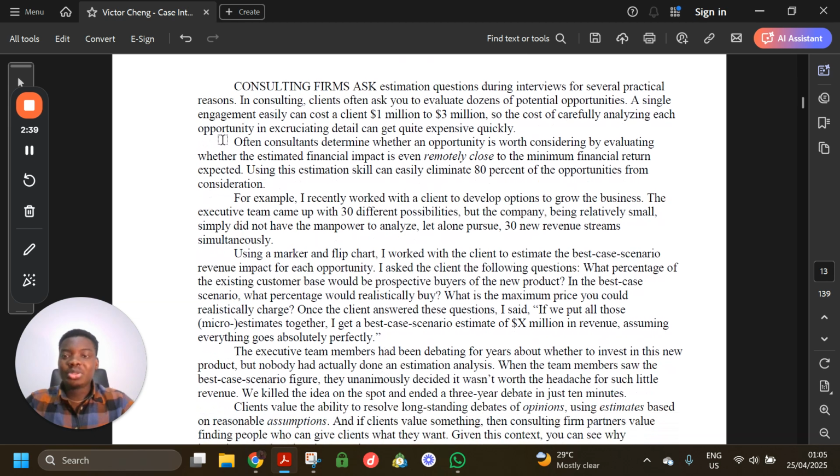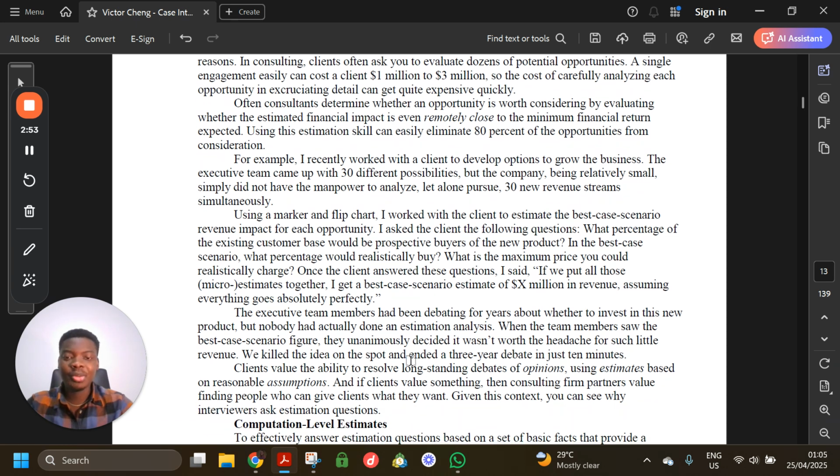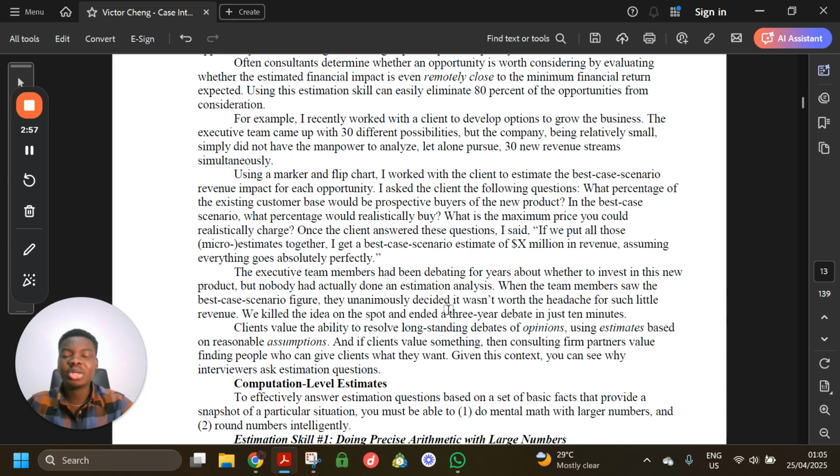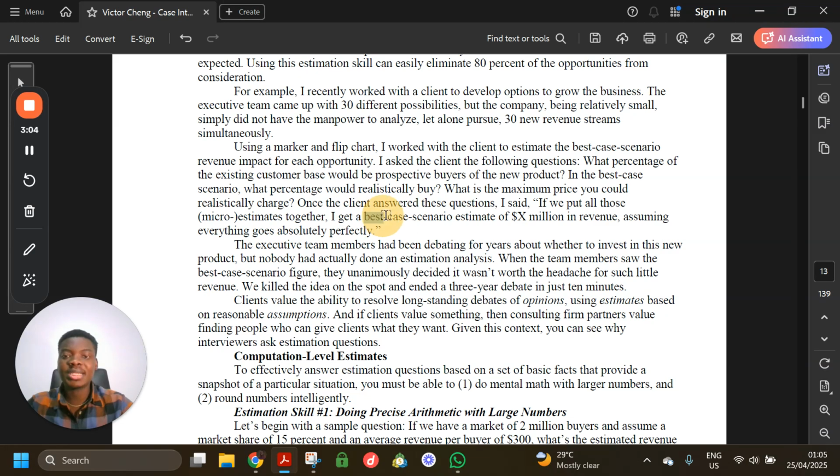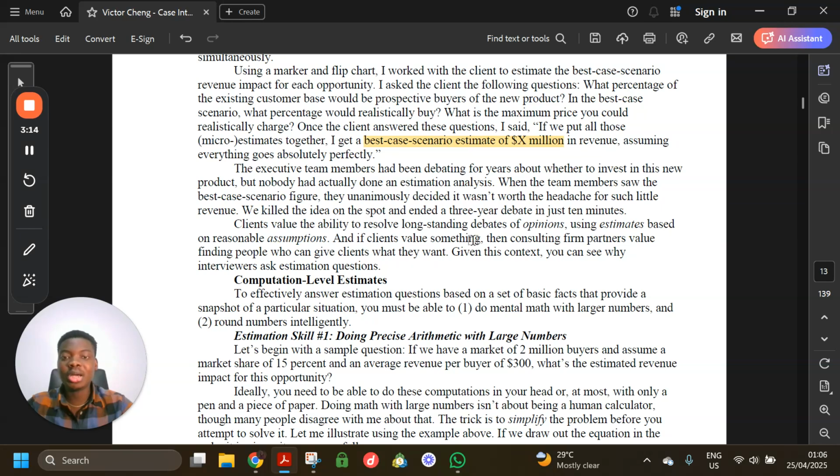So, reading through Victor's notes, he gives an example of when estimation really helped to solve a question that the client had been asking for about 3 years, if I remember correctly. Here they were trying to understand if they should pursue a new business opportunity. What he did was to get a best case scenario estimate of how much in millions of dollars in revenue they could make from that new opportunity. And it turned out that what had been a 3 year debate ended in just 10 minutes, because he was able to show that using the best case scenario estimate, there would not be enough revenue to justify the investment that was going to go into that business venture.